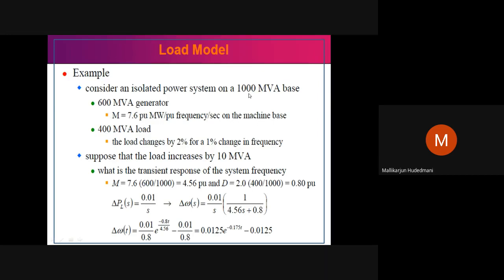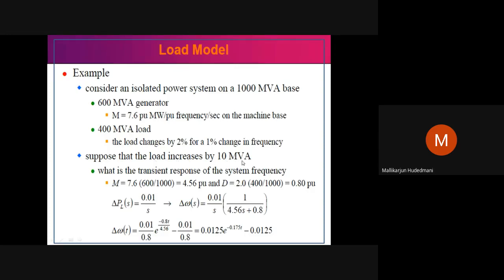Total system base expected to be 1000 and a load of 400 MVA. The load changes by 2% for every 1% change in frequency. This is D. D becoming 2 here, so 2 on a percentage scale. So suppose the load increased by 10 MVA.